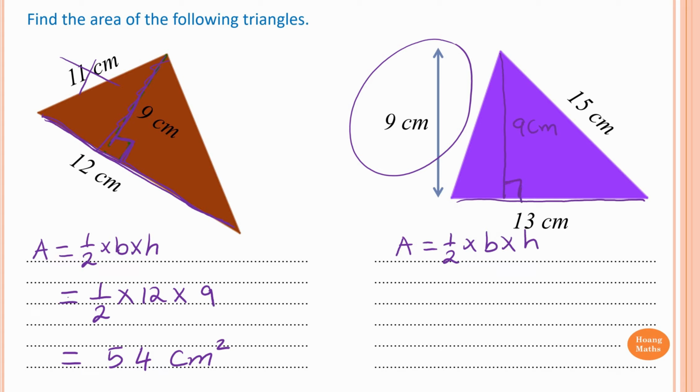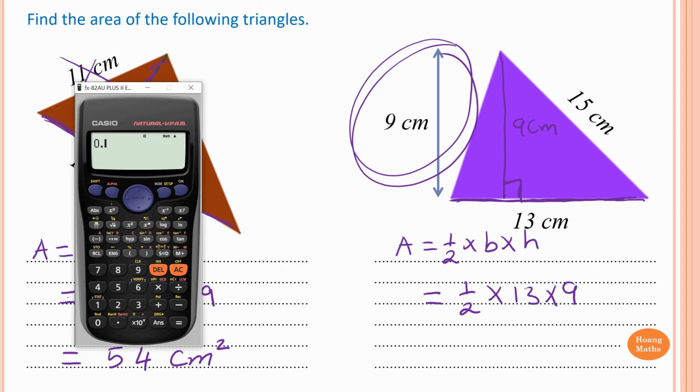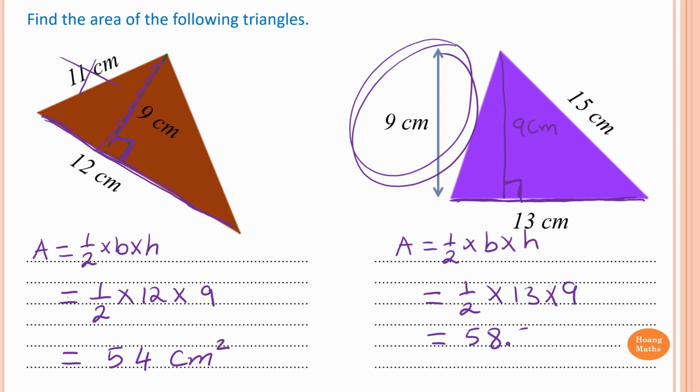So this symbol here means perpendicular height. So A is equal to a half times 13. This is the base and this is the height. And times by 9. So we just go 0.5 times 13 times 9. 58.5 square centimeters.